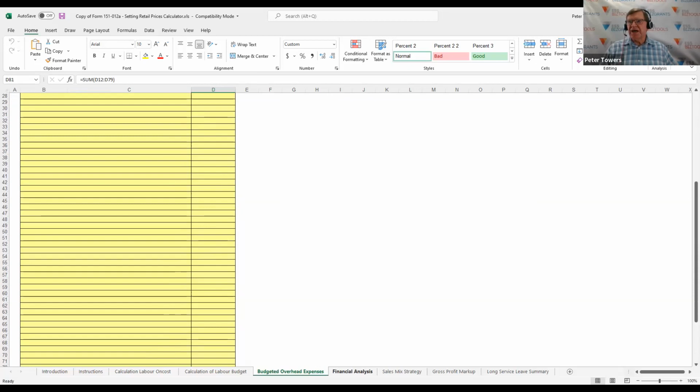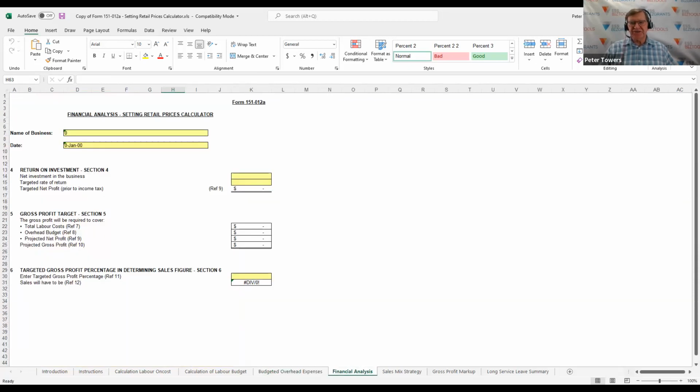We then have the financial analysis, and the financial analysis, first of all, wants us to look at what the return on investment should be. So what's the investment in this business? $500,000. What rate of return do you want? 20% or whatever. The system will then calculate the $100,000 as the profit target. And obviously you can undertake some what if calculations for the benefit of your client utilizing those figures.